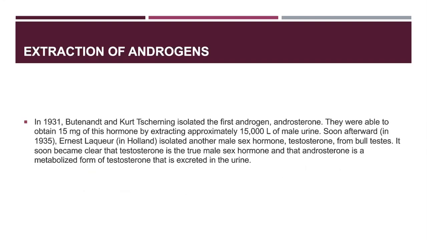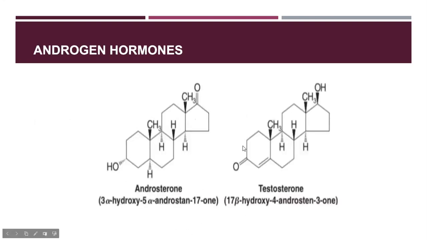Then the extraction of androgens. In 1931, Butenandt and Kurt Tscherning isolated the first androgen, androsterone, a male hormone. They were able to obtain 50 milligrams by extracting approximately 15,000 liters of male urine. Soon afterward, Ernest Laqueur in Holland isolated the male sex hormone testosterone from bull testes, and androsterone is a metabolized form of testosterone that is secreted in the urine. And this is the androsterone structure, which is a metabolized form of testosterone.